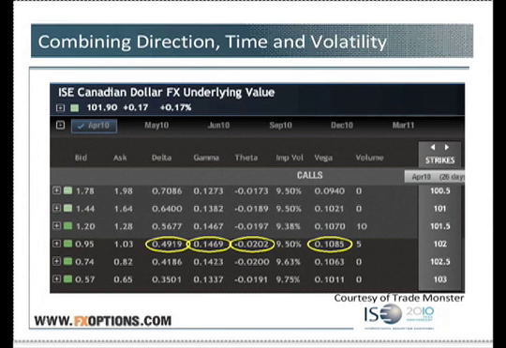Now, when moneyness does change, the deltas change, and that's measured by gamma. And your theta might change too. At the money options have the highest theta. In or out of the money options have lower thetas. Same with vega. At the money options have the highest vega. In and out of the money options have lower vegas. So that's how moneyness plays into this.